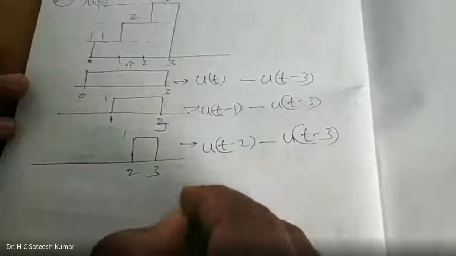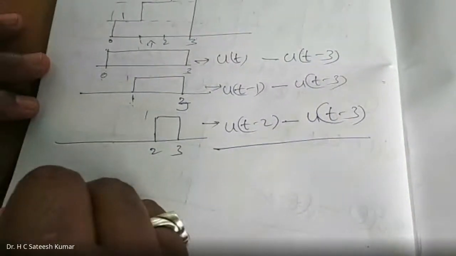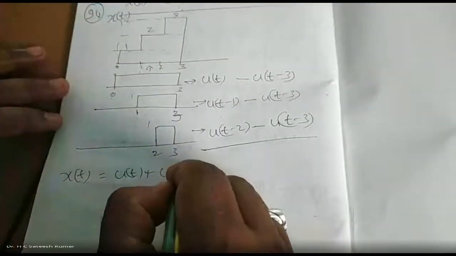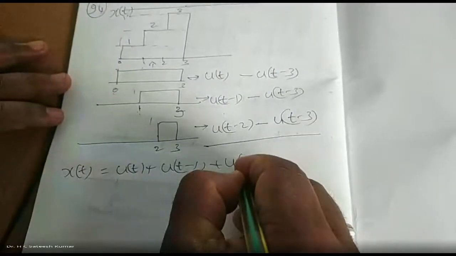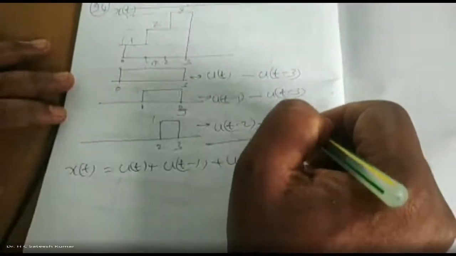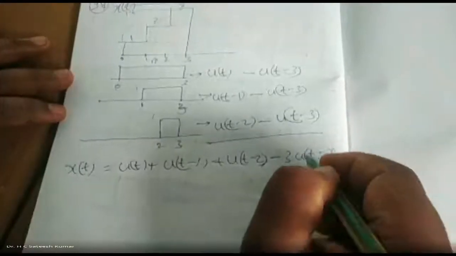Adding all of them, what will you get? x of t is equal to u of t plus u of t minus 1 plus u of t minus 2, minus u of t minus 3, minus u of t minus 3, minus u of t minus 3, which is minus 3 u of t minus 3.